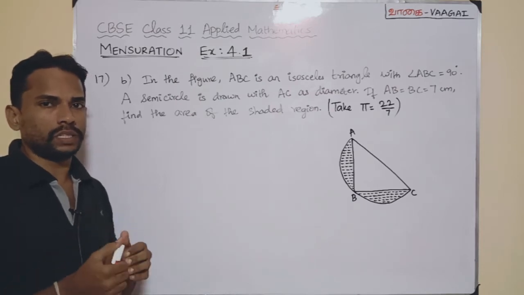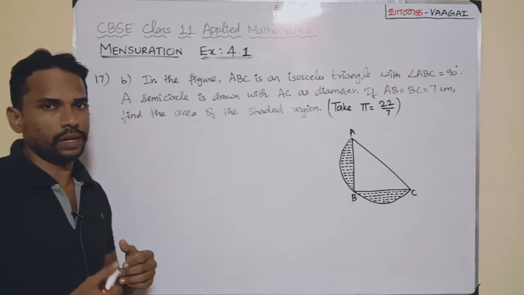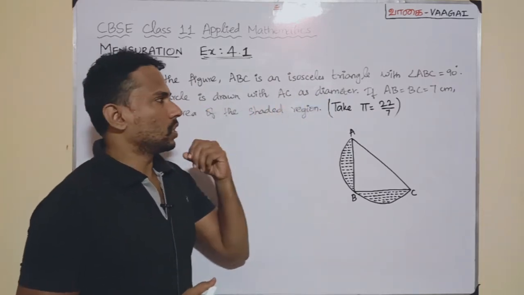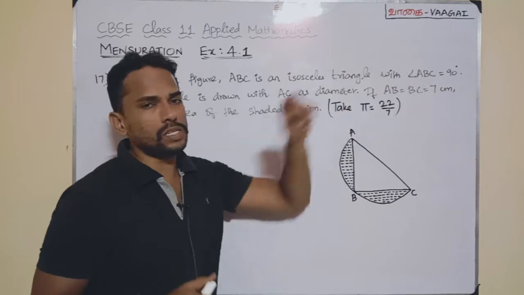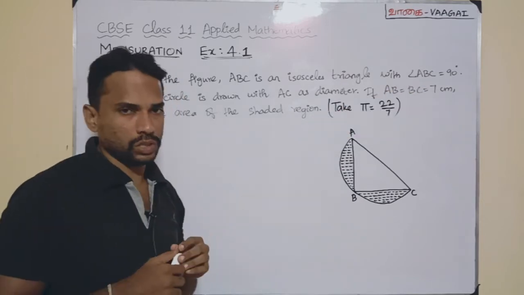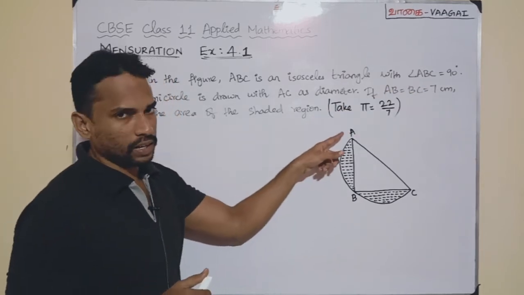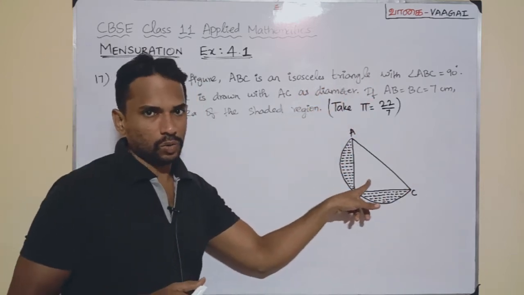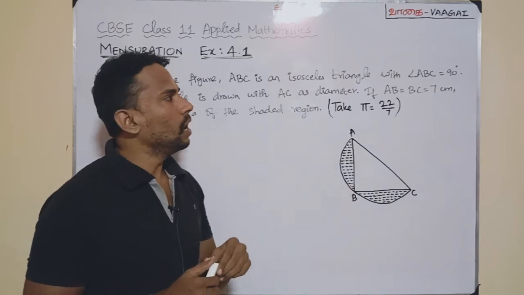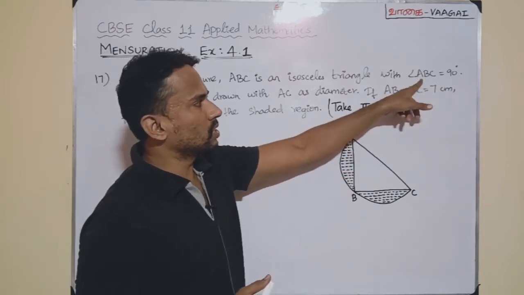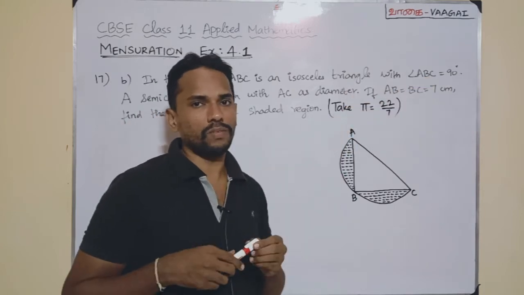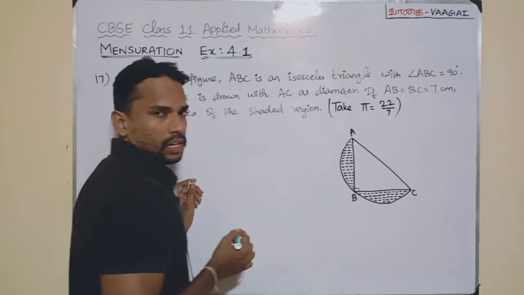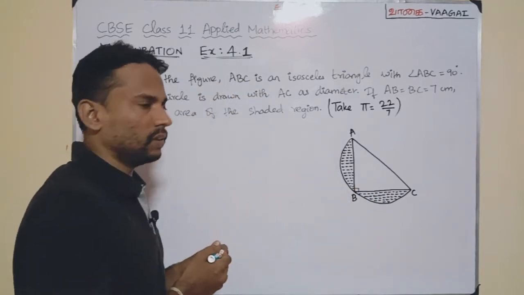Now we have the same 17th question, but subdivision number B, the next subdivision. In the given figure, ABC is an isosceles triangle with angle ABC is 90 degrees. So listen carefully to this diagram. Here is where we have a triangle ABC, and also it is given that it is an isosceles triangle. Okay, ABC is an isosceles triangle, and you see here this is given that angle ABC is 90 degree, which means what we can understand is this angle B, okay, angle B is what is that? 90 degree.